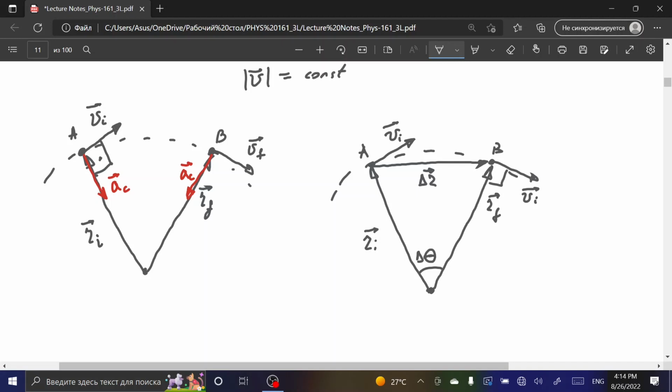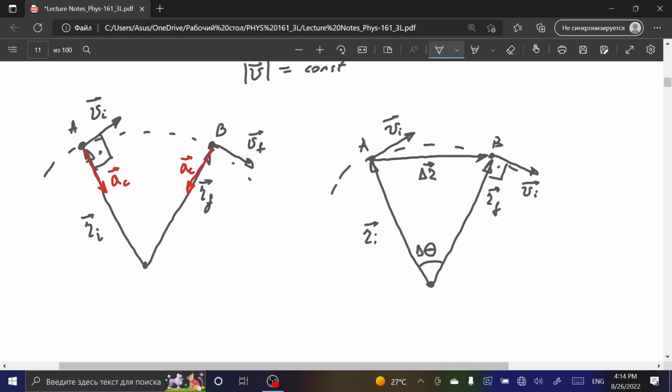Remind you that this is a right angle between the radius vector and the linear velocity vector. So now we can write that delta r vector, which is the displacement vector, is the difference between the initial radius vector and the final radius vector. Similarly, we can draw for the change of the linear velocity vector.